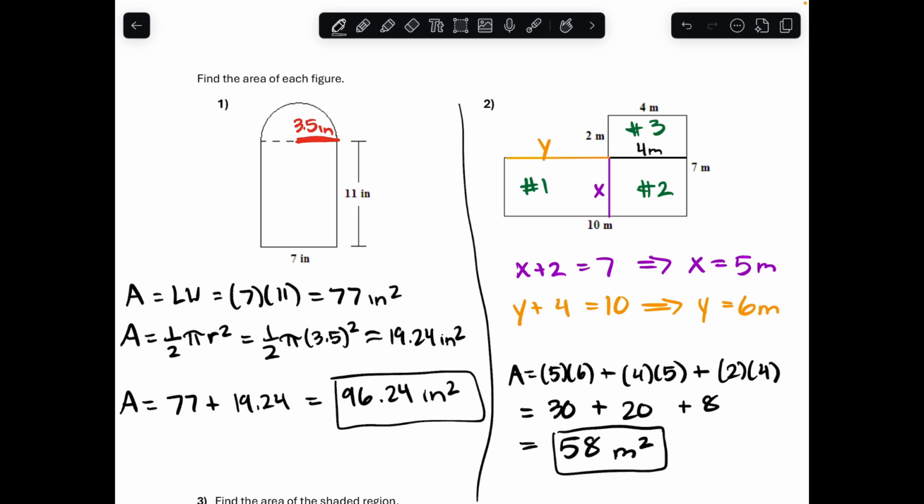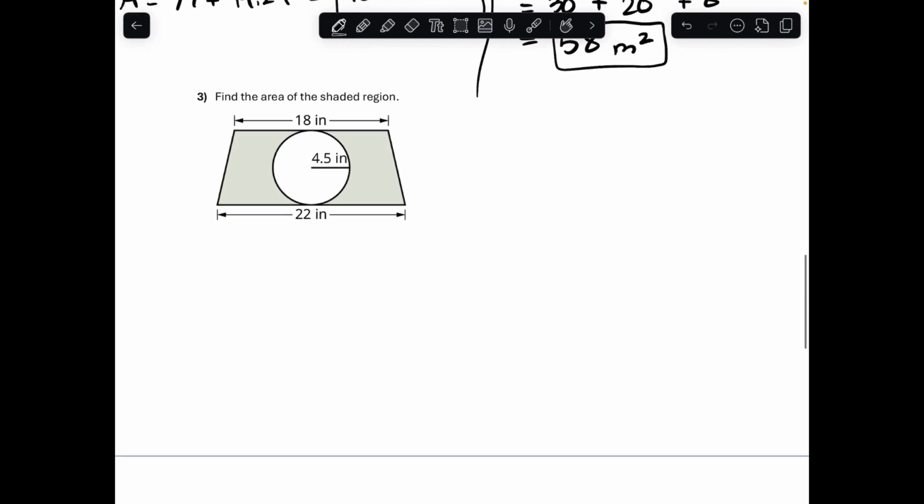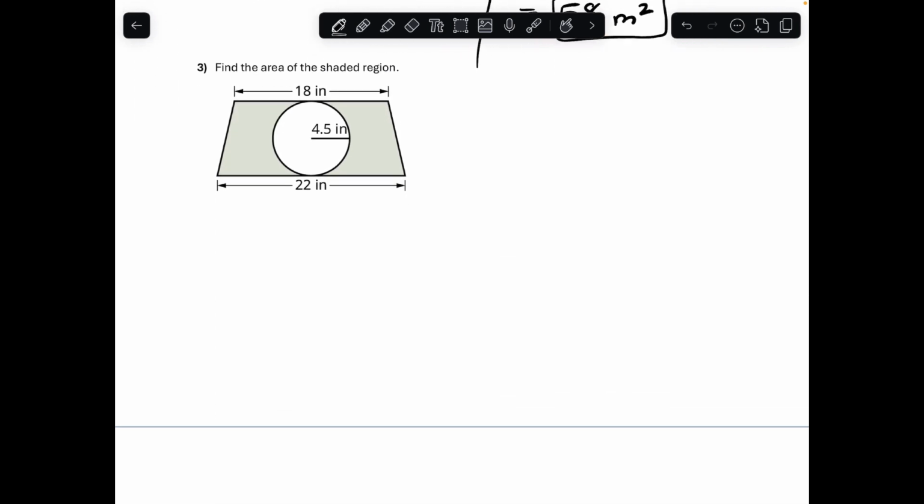Let's move on down to our last problem. Now our last problem has a circle kind of missing from a trapezoid. So our strategy here is going to be to find the entire trapezoid and then subtract the area of this circle. So let's go ahead and note the two areas that we're going to have to find. The area of a trapezoid is going to be 1/2 times a plus b times its height, and the area of a circle is going to be pi times r squared.